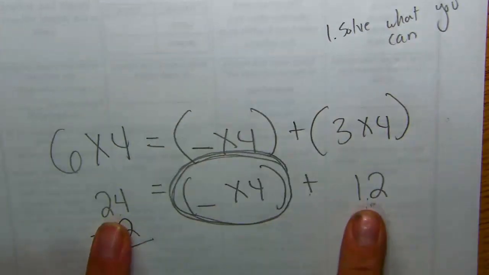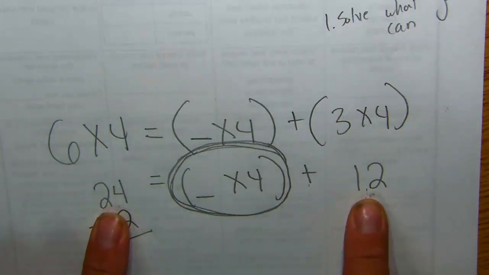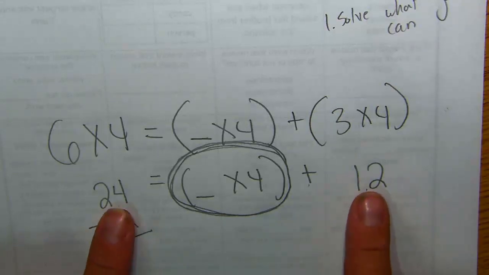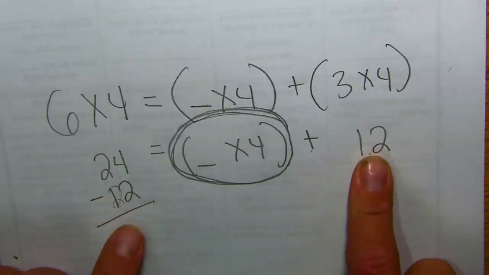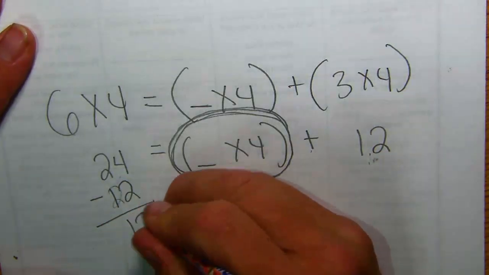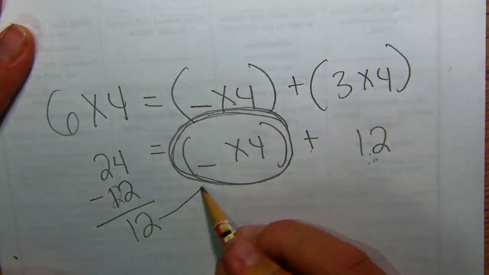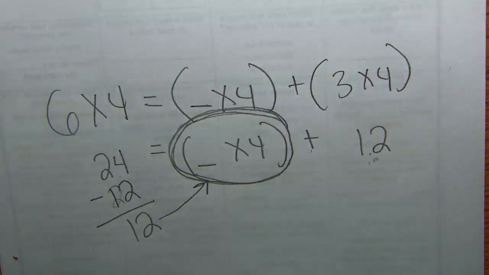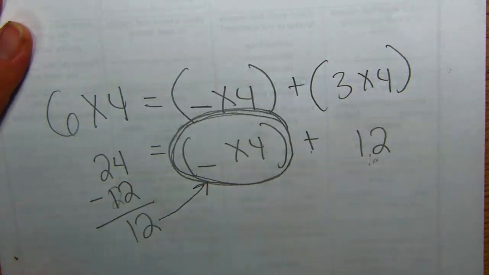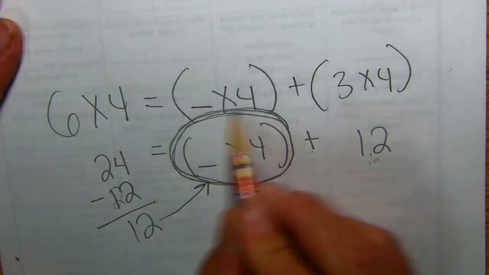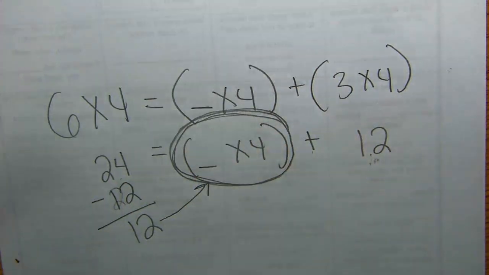Everybody knows there's a difference between 24 and 12, right? What is the difference between 12 and 24? To figure that out, you can subtract. Difference means subtract. 24 minus 12 is 12. So this has to be 12. 12 plus 12 gives me 24. So we know what's in this little circle here has to be 12.